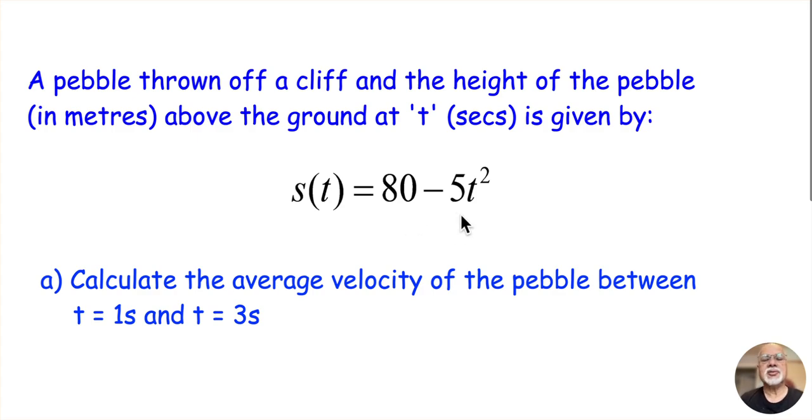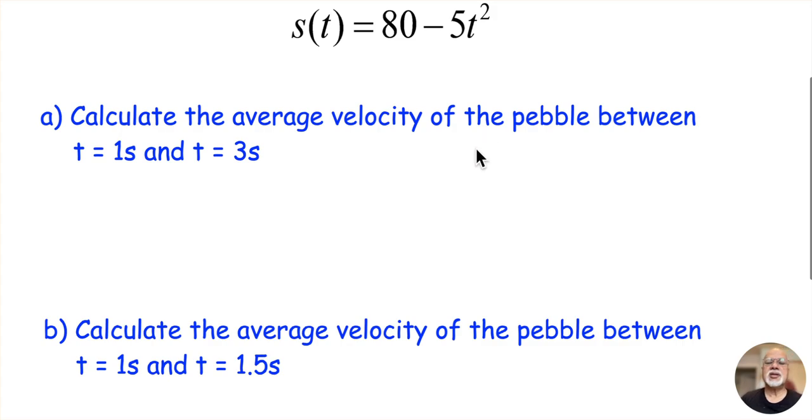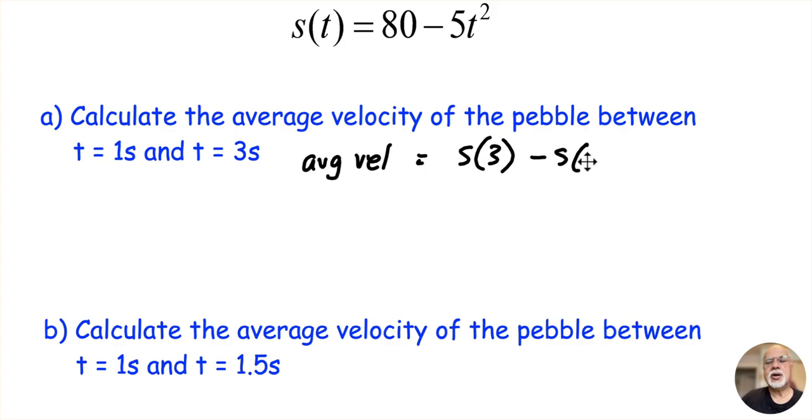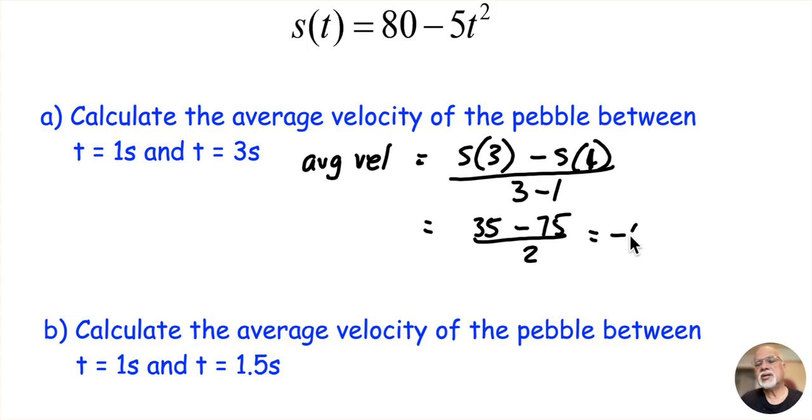the model for the distance after t seconds is given by 80 minus t squared. First thing we want to do is to calculate the average velocity of the pebble between time 1 and time 3. The average velocity would be s of 3, namely the displacement after 3 seconds, minus s of 1, all divided by 3 minus 1. If you put 3 into that equation, you get 35. If you put 1 into that equation, you get 80 minus 5, which is 75, all divided by 2. And that works out to negative 40 divided by 2, which is negative 20 meters per second.